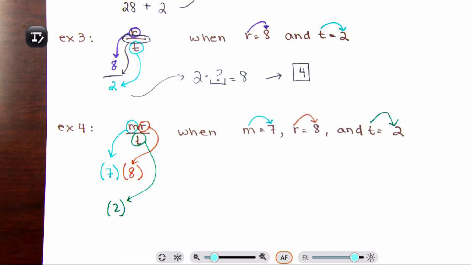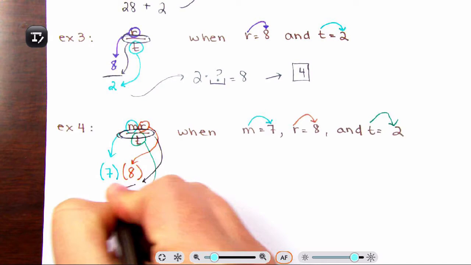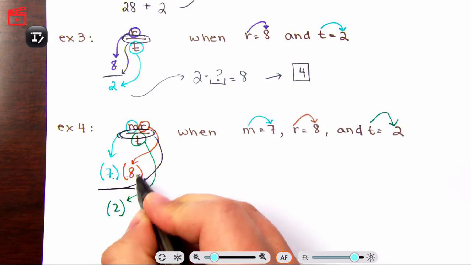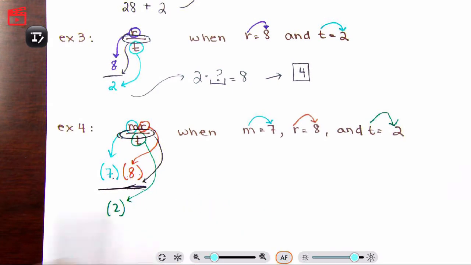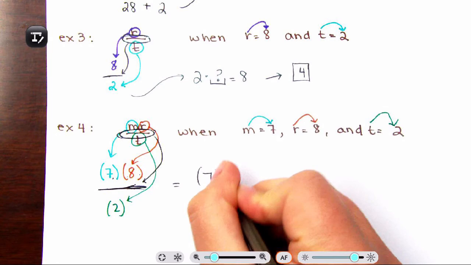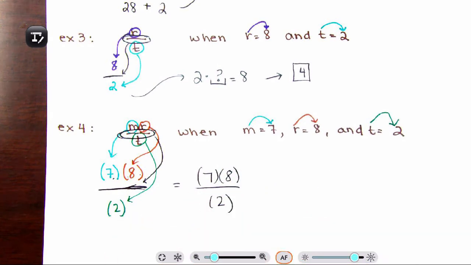And again, what symbol did we have? We have this bar right here. So I'm going to bring down the bar. So this is 7 times 8 divided by 2. So let's simplify this first. Let me rewrite this. 7 times 8 divided by 2. It's the same thing. I just rewrote it without all the lines.